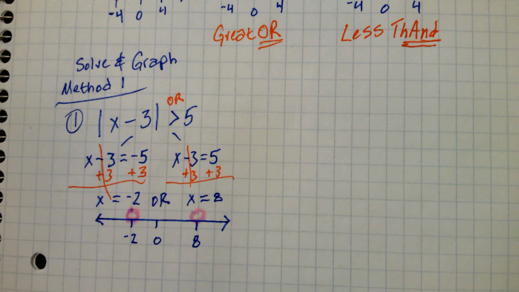Now, how is it going to look? Like this or like that? It's or. So it's got to be like this.